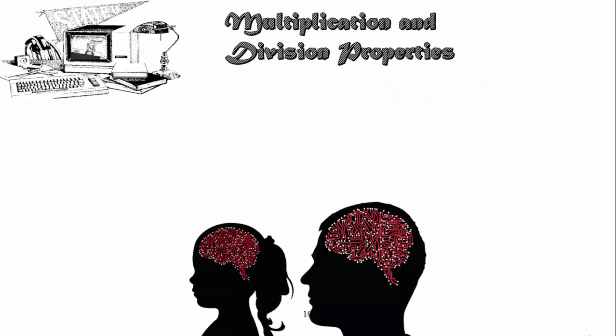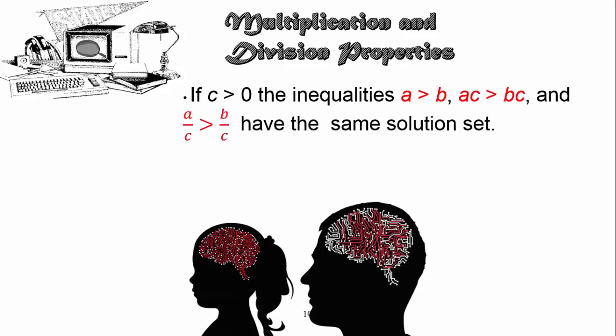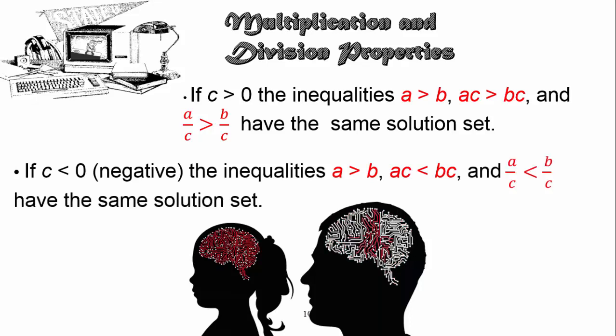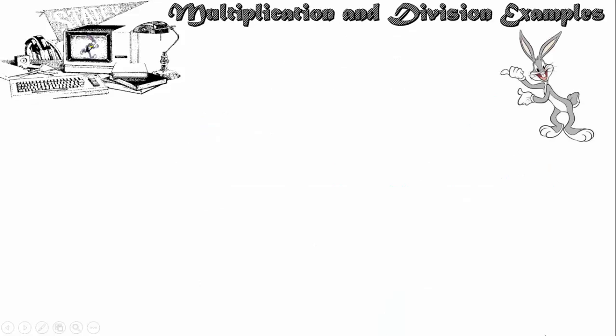Multiplication and division properties. If c is greater than 0, the inequalities a greater than b, ac greater than bc, and a over c greater than b over c have the same solution set. But if c is less than 0, meaning it's negative, the inequality a greater than b becomes ac less than bc, and a over c is less than b over c. These then have the same solution set.